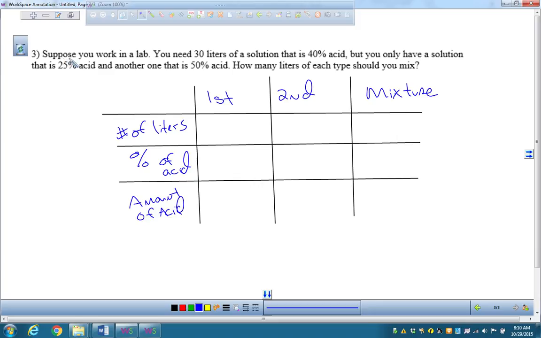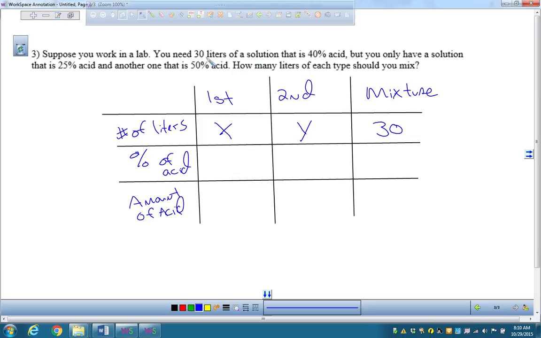So let's read the question again. Suppose you work in a lab, you need 30 liters of solution that is 40% acid, but you only have a solution that is 25% and one that's 50%. So you need to mix them together to make 40%. And you can't just take these two and average them, so it becomes kind of tricky. So how many liters do you need altogether? 30 liters, right? And I'm just going to call the first one X and the second one Y.